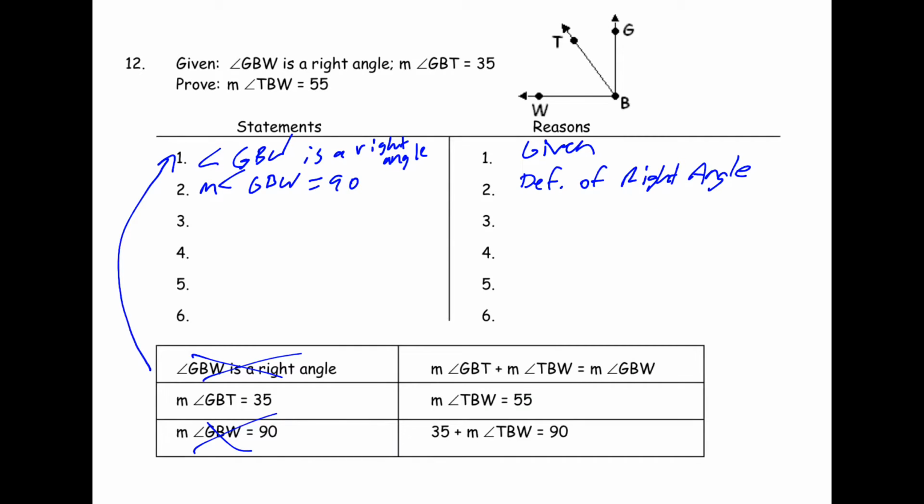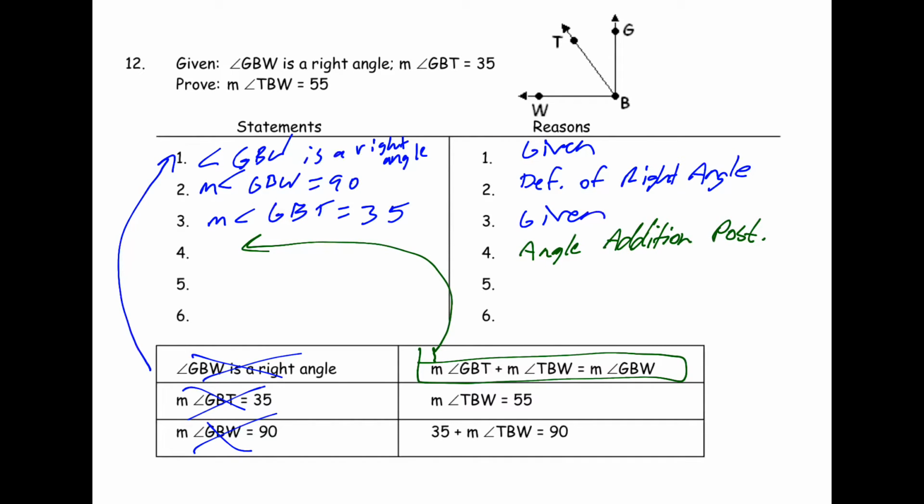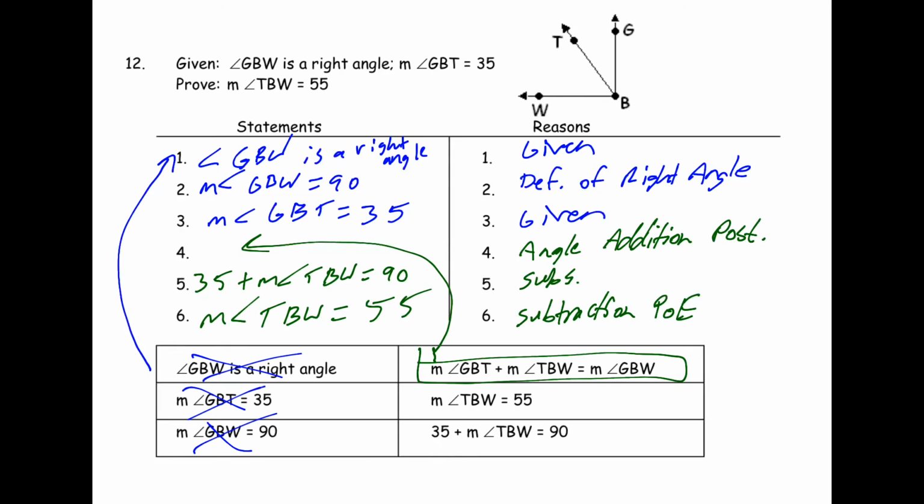In number 12, we're given that GBW is a right angle. So using the definition of a right angle, we know it's 90 degrees. We're also given that the measure of GBT is 35. Next up, by the angle addition postulate, we know that the two smaller angles, when added together, give us the bigger angle. If we substitute our known values, and then we subtract, we get 55 for the measure of TBW.